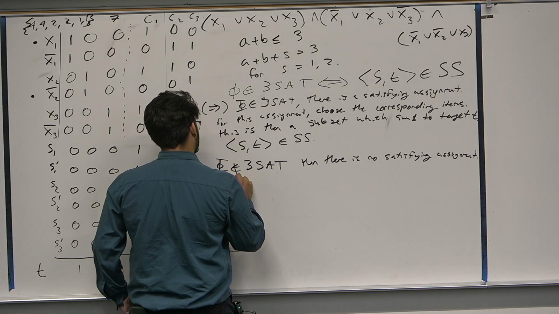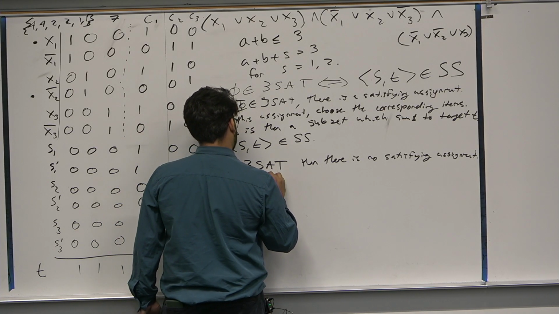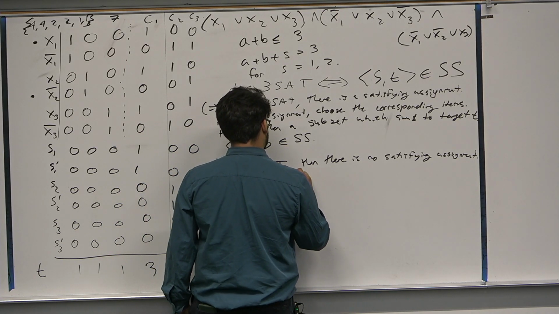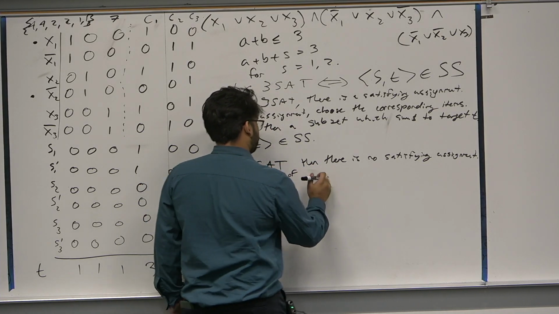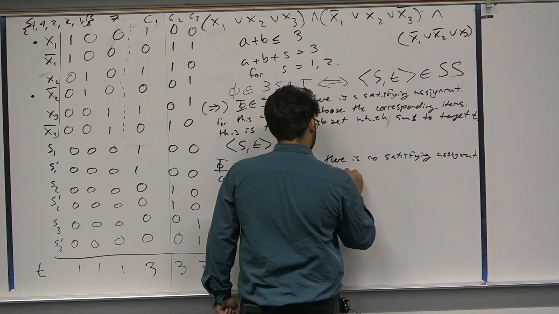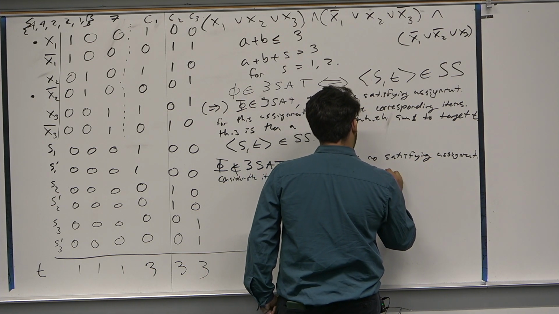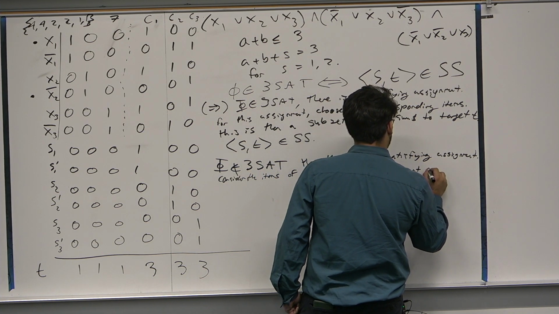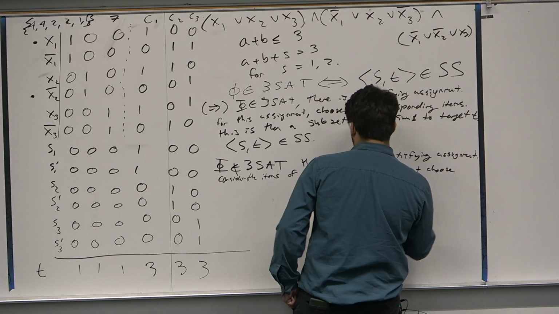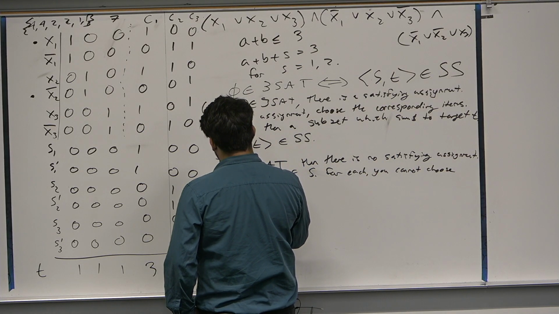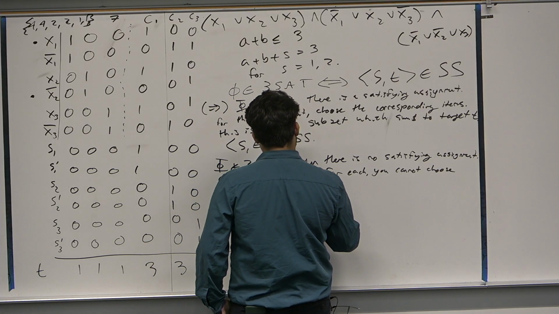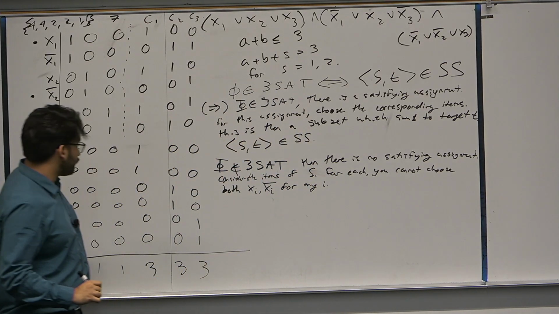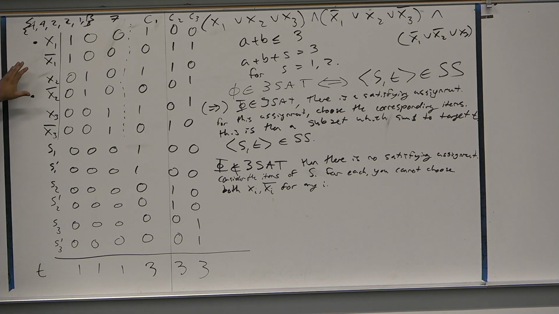Consider the items of S. For each i, you cannot choose both xi and xi complement. Otherwise, column-wise, that would not sum to T. So you can't choose both of those. So certainly, whatever the subset is, you must choose at least one of those.